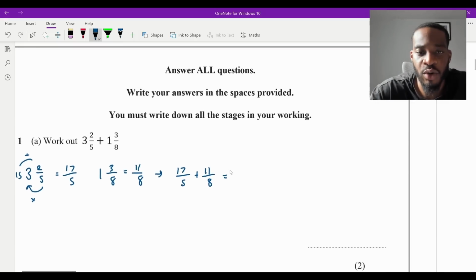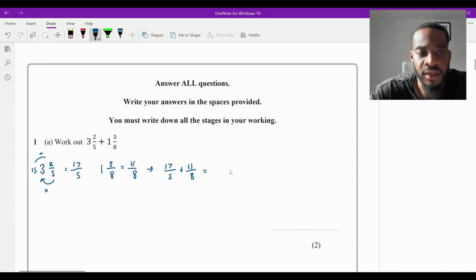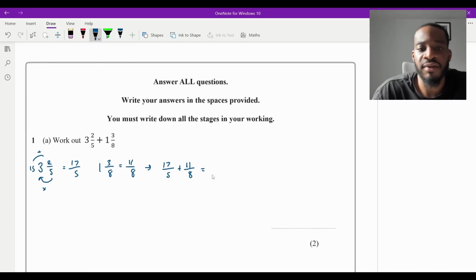Let me just zoom out a little bit as well. Common denominator between 5 and 8. So we times them together because they have no common factors. That's just going to be 40, isn't it? So 40 would go there, 40 would go there. And now, how do I go from a 5 to a 40? We have to times by 8. So that means I have to times 17 by 8, don't I?